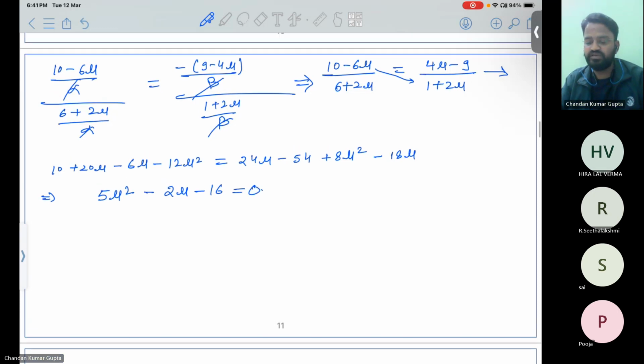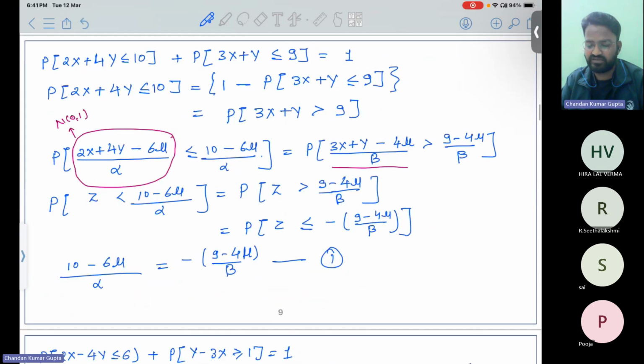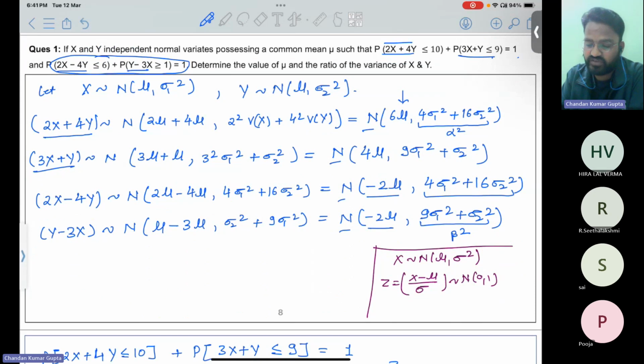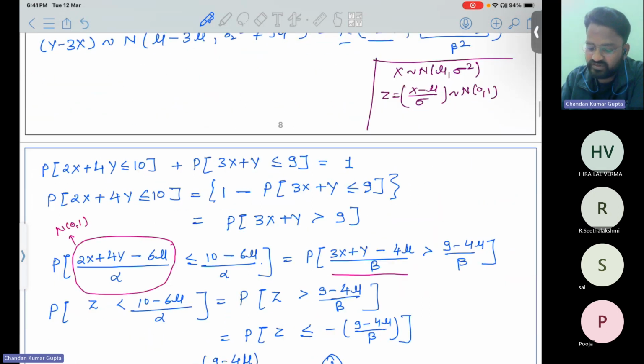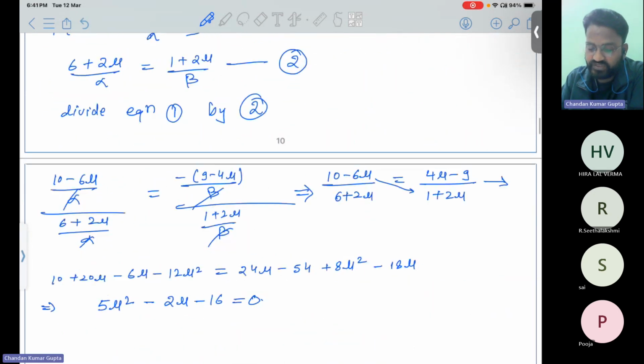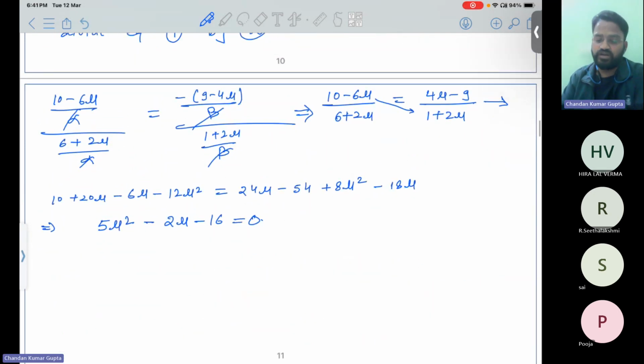Up to this point, we have a very smooth procedure. We are given x and y variables, which are normally distributed. We have different transformed variables. With the help of the linearity property, we solve this. With the help of the given condition, we find two different equations. And now, with the help of these equations, we have a quadratic equation in mu.